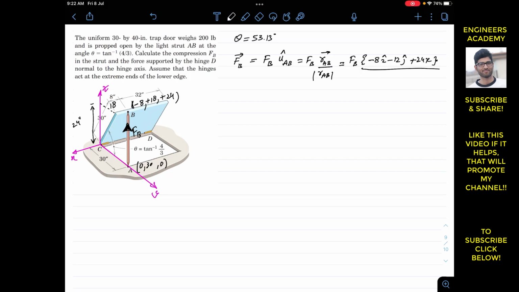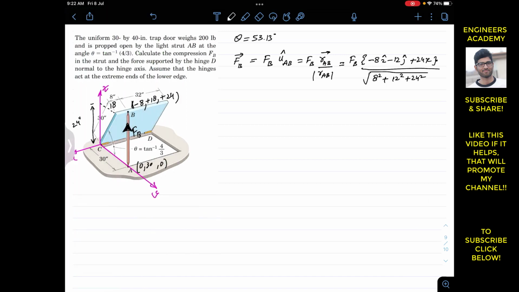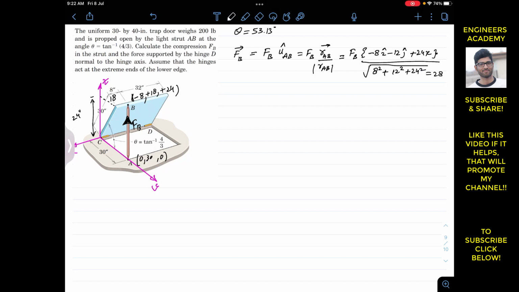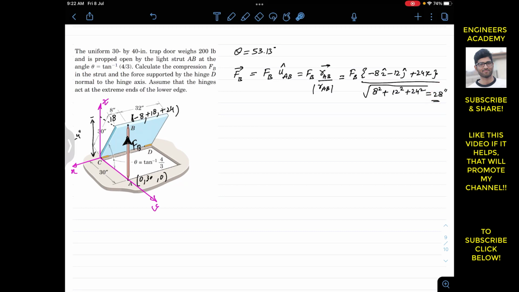And now to find the magnitude of this, we need to take the squares of each component. So 8 square plus 12 square plus 24 square, and then we need to take the square root. So this gives us 28. So this magnitude is 28 inches, remember. So from this we can say that the length of the strut when the angle is 53.13 is 28 inches, right?